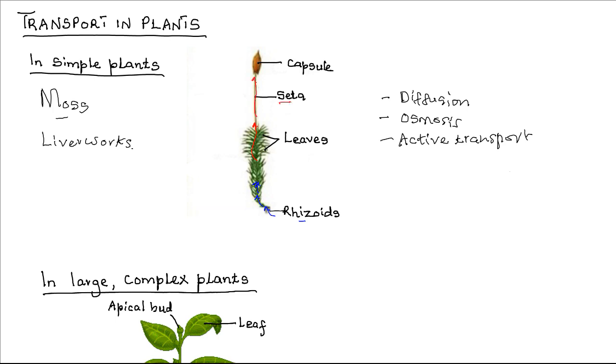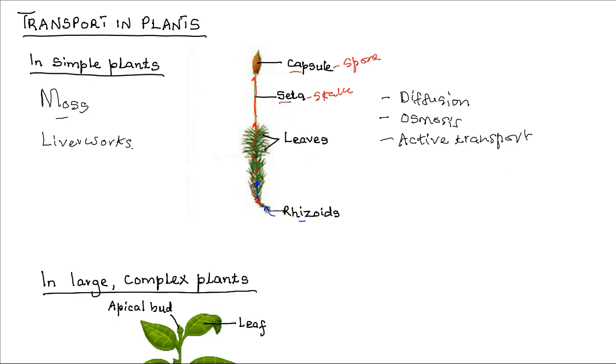The center is the stalk that supports the spore-producing structure known as a capsule. So, food substances will travel by active transport from the leaves to the other parts of the plants, including the roots. And this movement is also aided by diffusion.